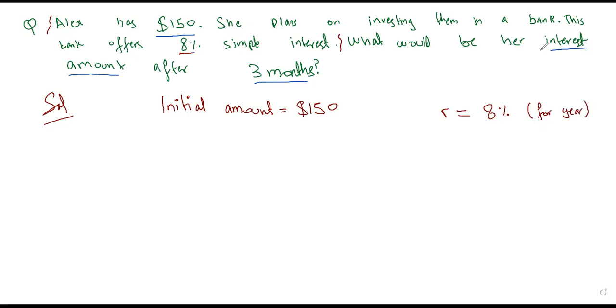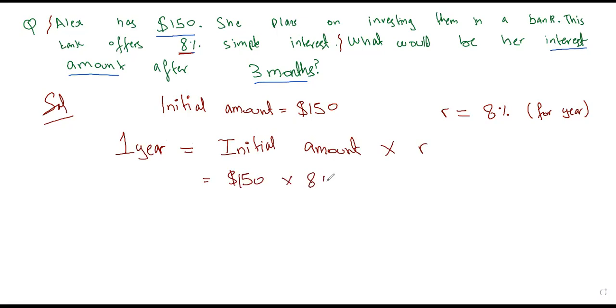So we are interested in the interest amount. So forget about 3 months. Let's talk about what would be the amount after 1 year. Okay, so we know that in order to find the amount after 1 year, what we do is we multiply the initial amount with the interest rate. That would be 150 into 8%. This means that 150 multiplied by 8%. So what are we going to get?